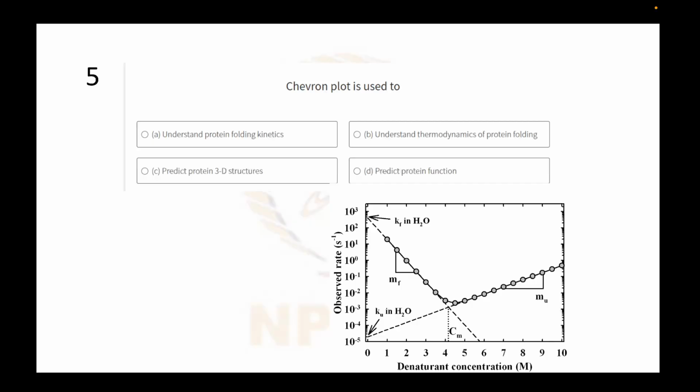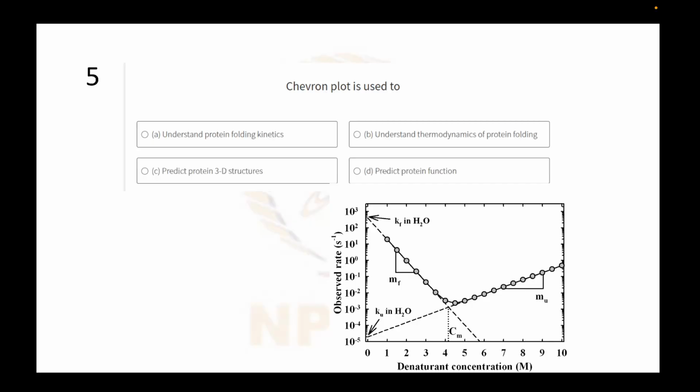For a two-state protein folding, the chevron plot typically exhibits a characteristic V shape reflecting the transition between folded and unfolded state. The one limb of the V represents the folding arm, where the increasing denaturant concentration or temperature promotes the rate of protein folding, and the other limb of the V represents the unfolding arm, where the increasing denaturant concentration or temperature accelerates the rate of protein unfolding. The point where the folding and unfolding arms intersect is known as the folding midpoint or the transition state, which corresponds to the conditions where the folding and unfolding rates are equal.